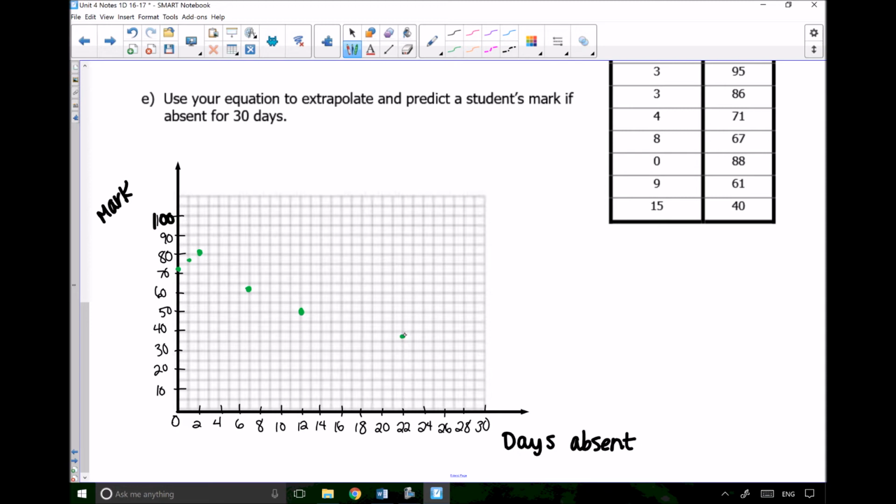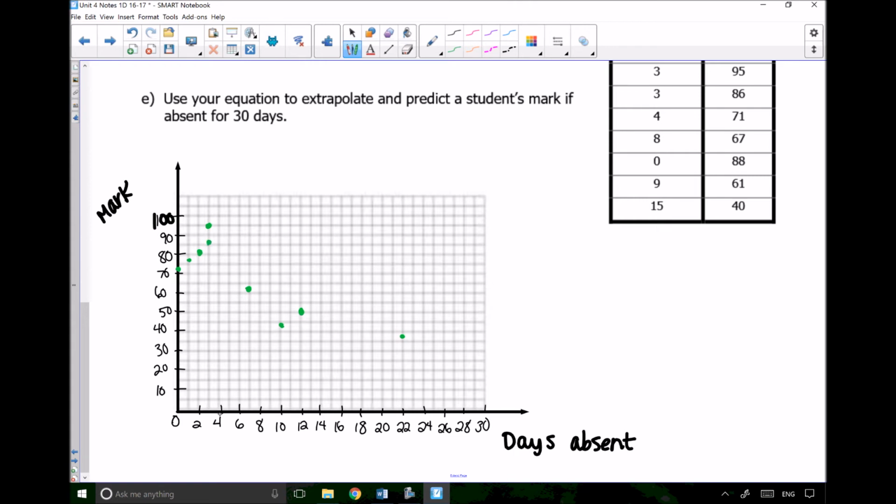The next person was absent for 10 days and earned a 44 in the class. So that's where their mark is going to be right here. 10 will correspond with the 44 as a mark. The next person was absent for 3 days and earned a 95 in the class. So we'll put a dot right there. Okay. The next person was also absent for 3 days and got an 86 in the class.